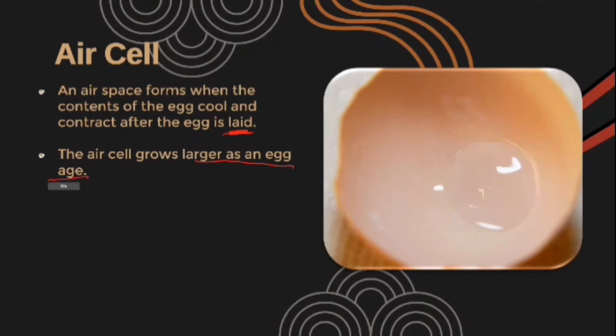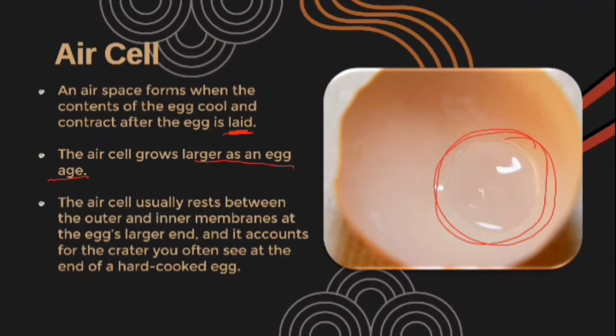Ito yung tinatawag na air cell. Yan yung sa balot, the best example na may example ko dyan is yung sa balot. Kapag pinukpok niyo yung balot, nandun siya sa pinakadulo. Doon, makikita niyo yan doon sa mas malaking part ng itlog. Nandun yung air cell. Okay? And the air cell usually rests between the outer and inner membranes at the egg's larger end. Ayun, tama. Sa mas malaking parte ng itlog.